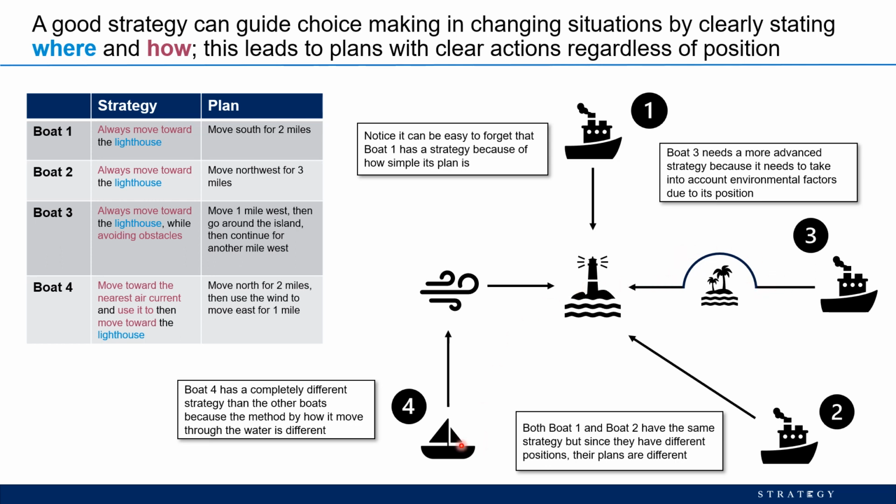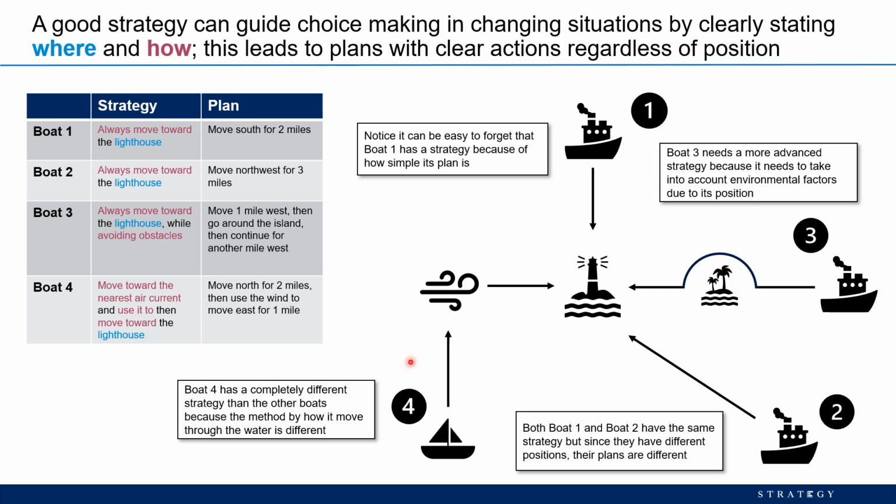And finally, if we look at boat 4, it uses a completely different technology from the other boats. So its strategy is, instead of moving towards the lighthouse, to move towards the nearest air current and then use it to move towards the lighthouse.